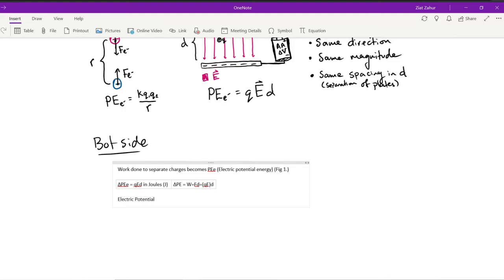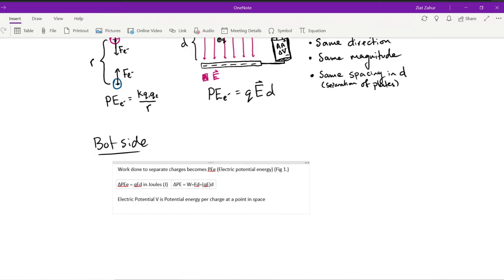potential, and the symbol for that is V, capital V, is the potential energy, PE, divided by the charge Q. I should write V is potential energy per charge at a point in space.